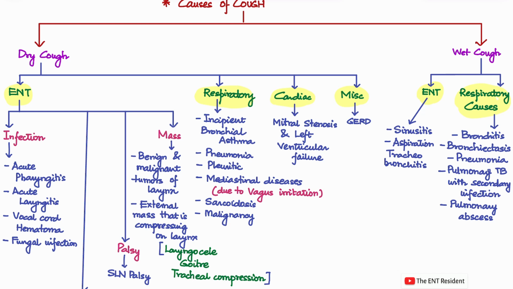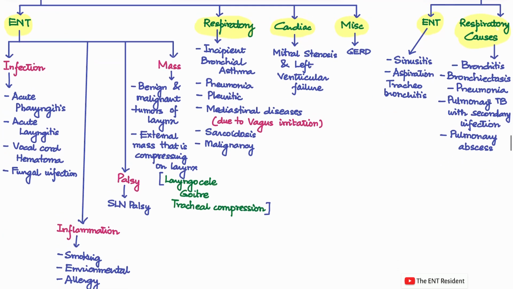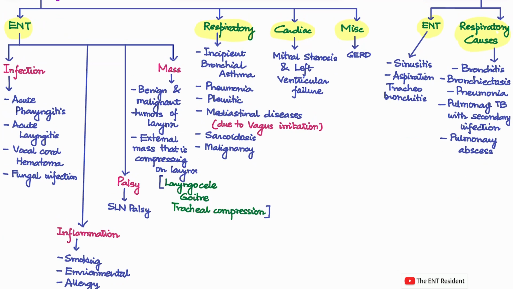Next, the cardiac causes could be mitral stenosis and left ventricular failure. Respiratory causes could be incipient bronchial asthma, pneumonia, pleuritic diseases, mediastinal diseases, sarcoidosis, or malignancy. Now, coming to the ENT causes of dry cough. It could be because of an infection, an inflammation, some paralysis, or because of a mass.